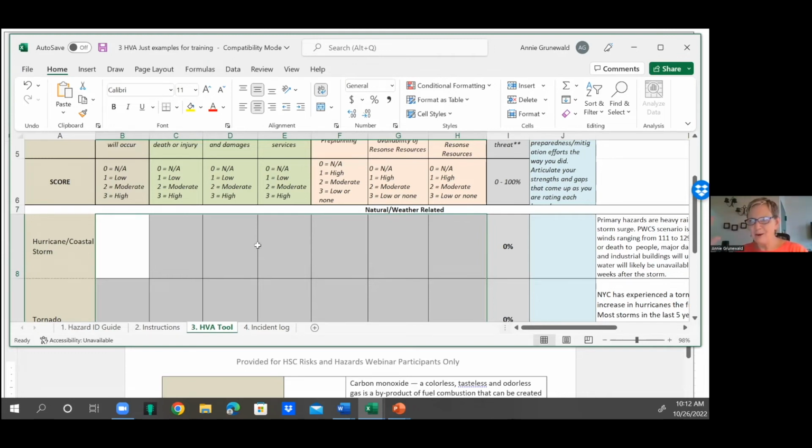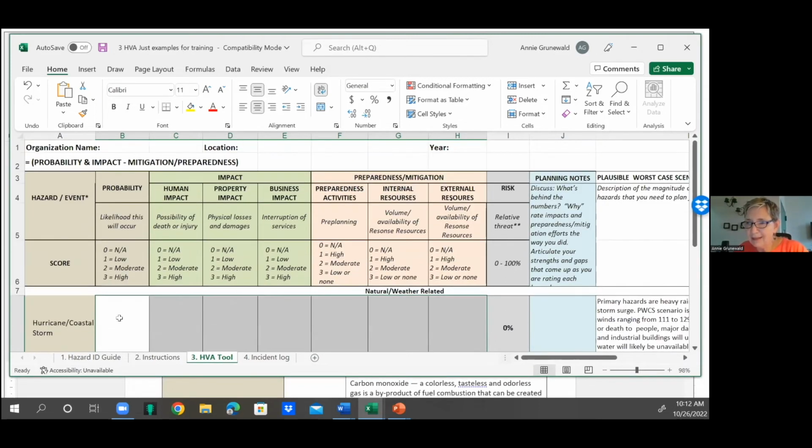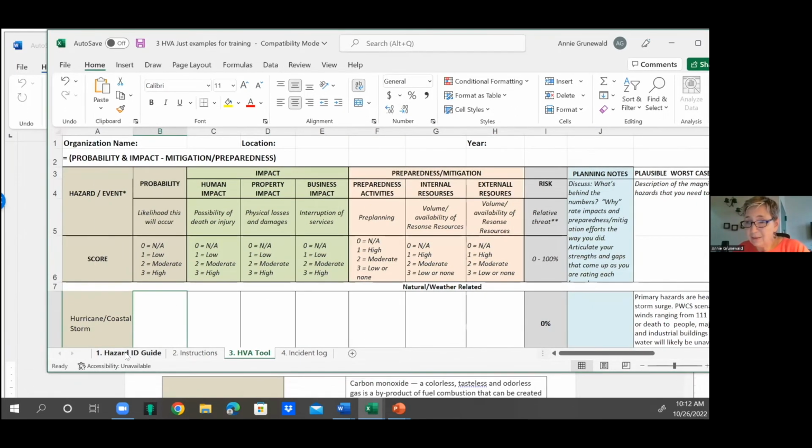Thanks so much for coming. You all got your stuff ahead of time. So we're going to start looking at some of these hazards. The first thing that we know we need to do is determine the probability of this happening. So we have that tool from HSC, right? What we know intuitively is that hurricanes happen in New York City. We know conditions are right.